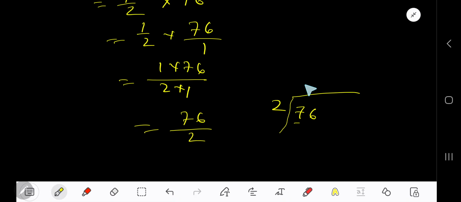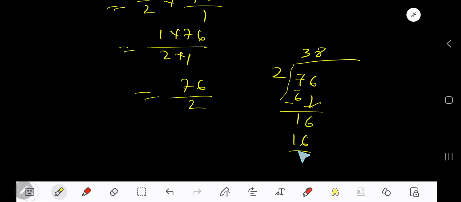2 goes into 7, 3 times. 3 times 2, 6. Subtract, 1. Bring down this. 2 goes into 16, 8 times. 8 times 2, 16. Subtract, 0. So our answer is 38.